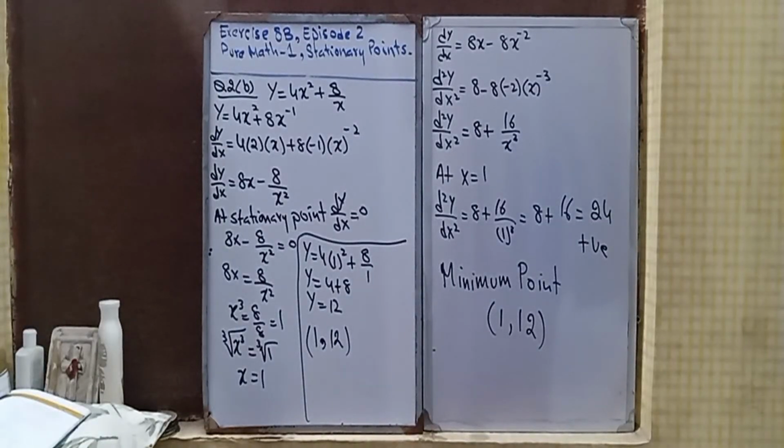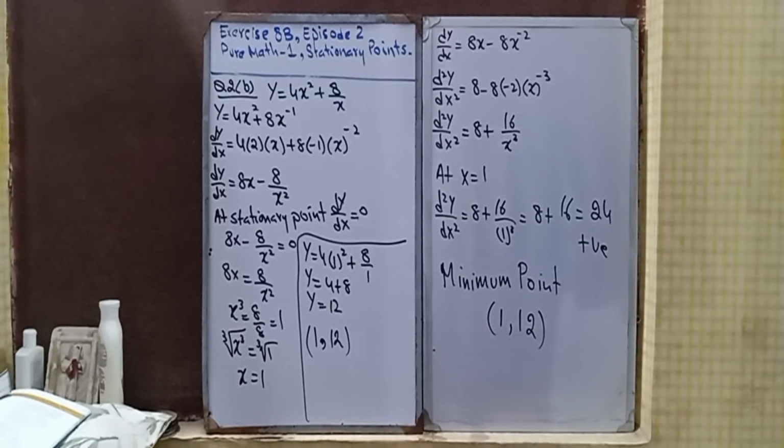So let me check the answer. (1, 12) is the minimum point. So this is how you will do question number 2, B part. I hope that this is clear to you. Very easy, simple, straightforward question.